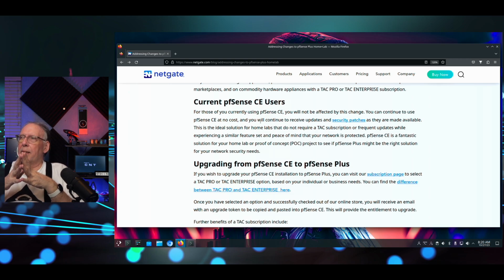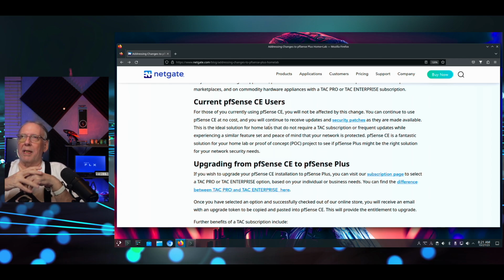So what they're saying is that CE is not affected by this change, and you can continue to use pfCE at no cost. But here's the problem. pfSense CE, before there was pfSense Plus, used to update pretty regularly. I wouldn't say it would be every 6 months on the dot, but give or take 2 or 3 months going either way, they would do upgrades. And they would add capabilities onto the Community Edition.